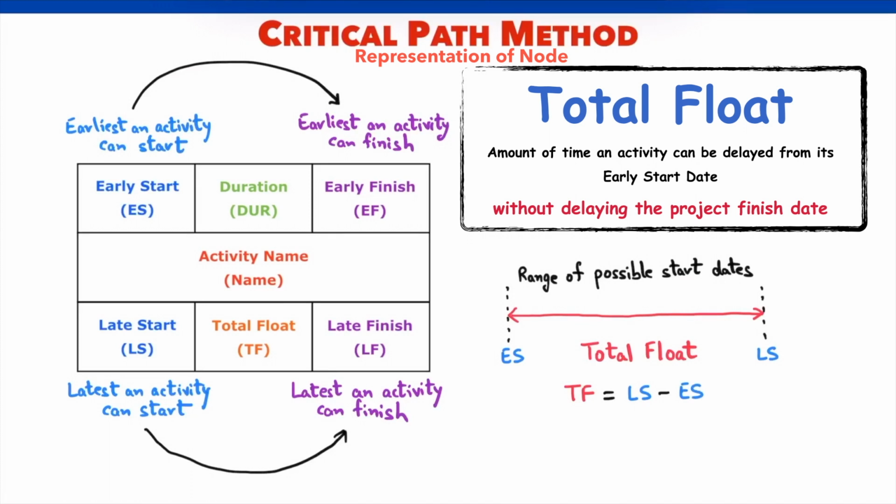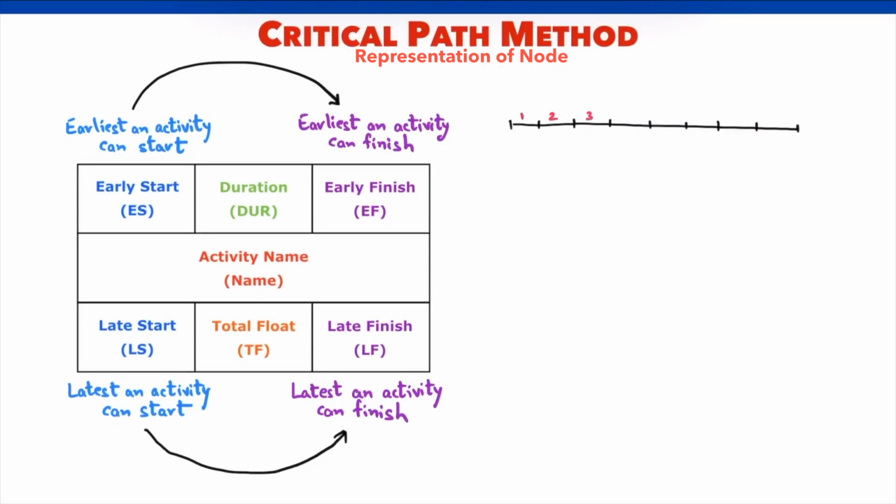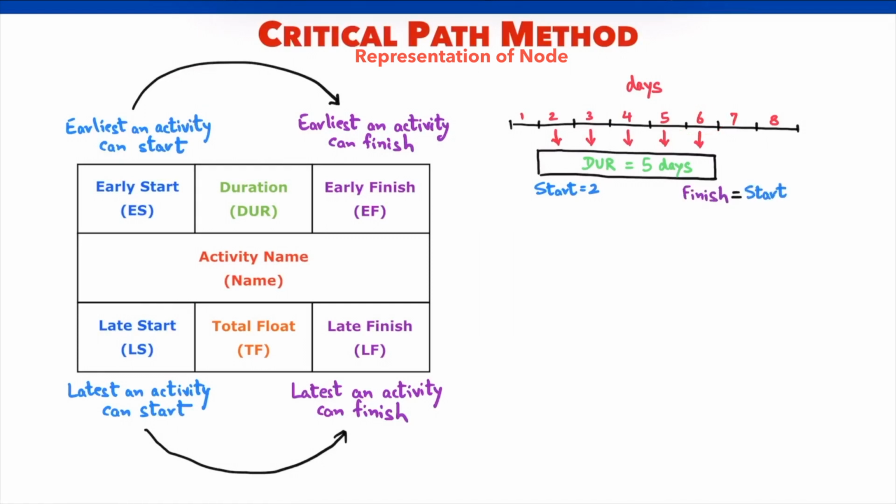Next, let's understand the relationship between the start and finish of an activity. We have an activity that starts on day 2 and has a duration of 5 days. We work on day 2, day 3, day 4, day 5, and day 6. The activity finishes on day 6. Finish is simply start plus duration minus 1. Start is on day 2. Duration is 5 days. As expected, we get 6.